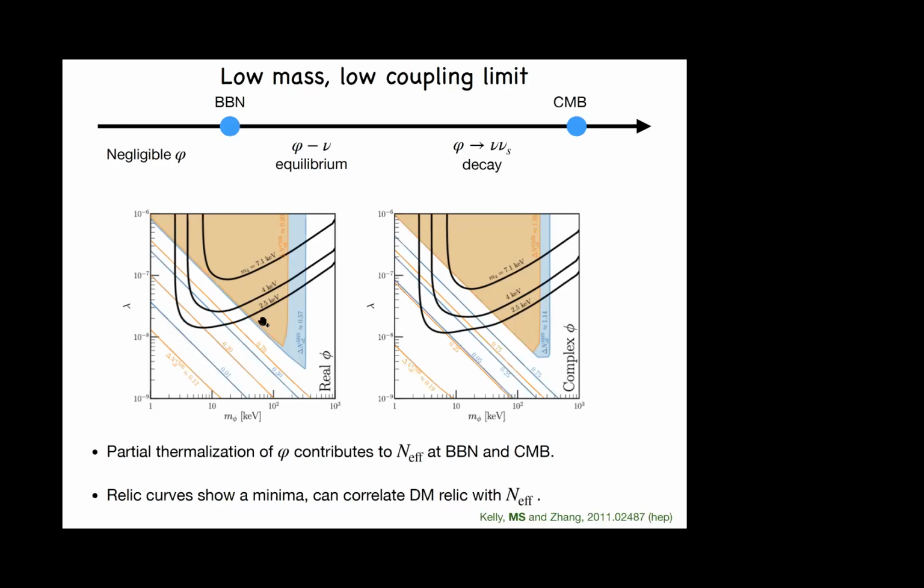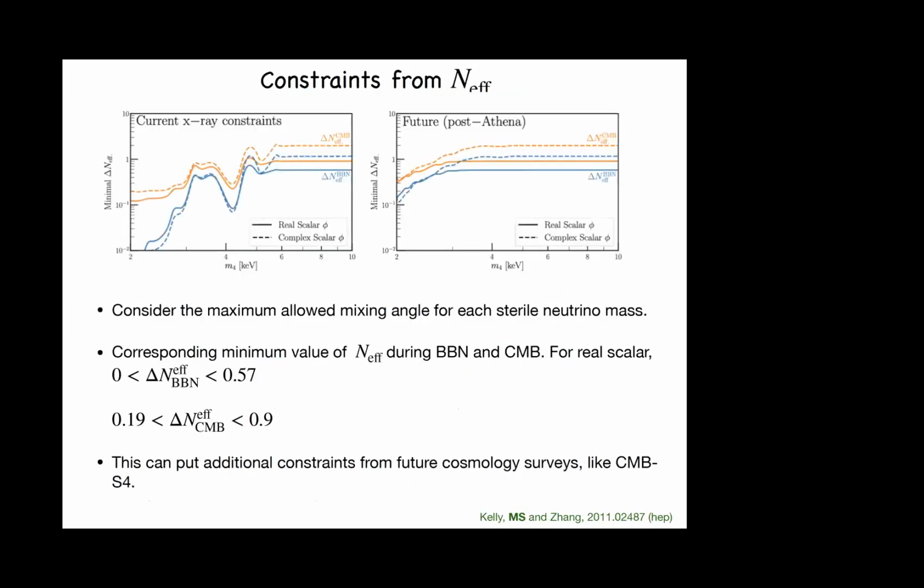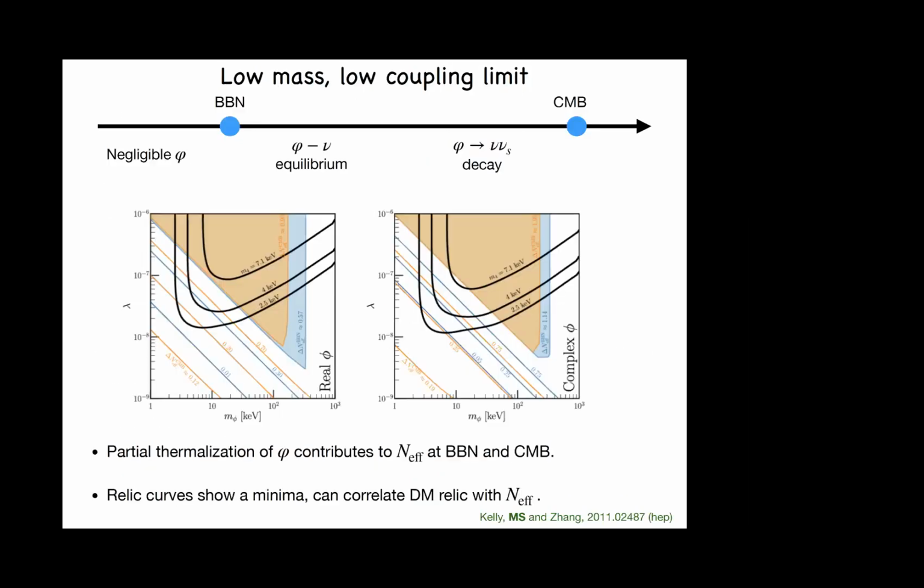So how do we go about this? What we do is we take a certain mass of dark matter, let's say either 2.5 keV, 4 keV, or 10 keV, masses which are in conflict with BBN if the couplings were large. But now we go to very low coupling, so we can evade the BBN constraints this way.